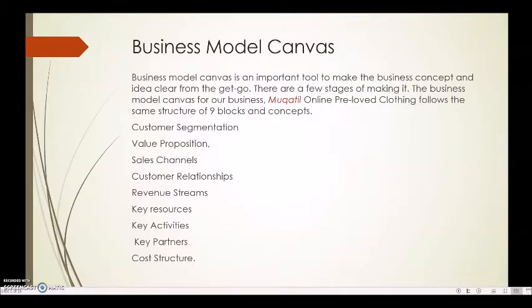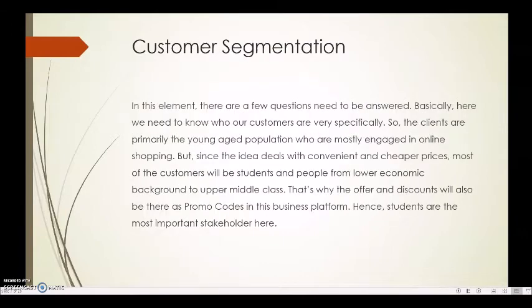So how does our business model canvas look like? This is a very important tool so that we can get a very clear idea and concept of how to go from this stage. We think there are 9 blocks here: customer segmentation, value proposition, sales channel, customer relationship, revenue streams, key resources, key activities, key partners, and cost structure. Let's go to the customer segmentation.